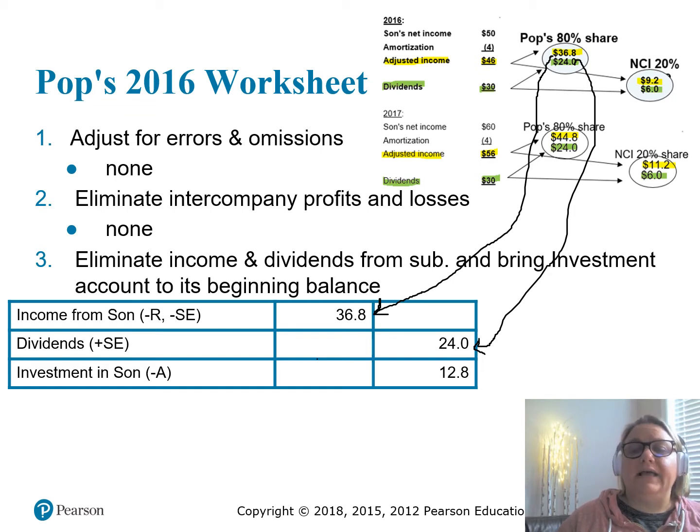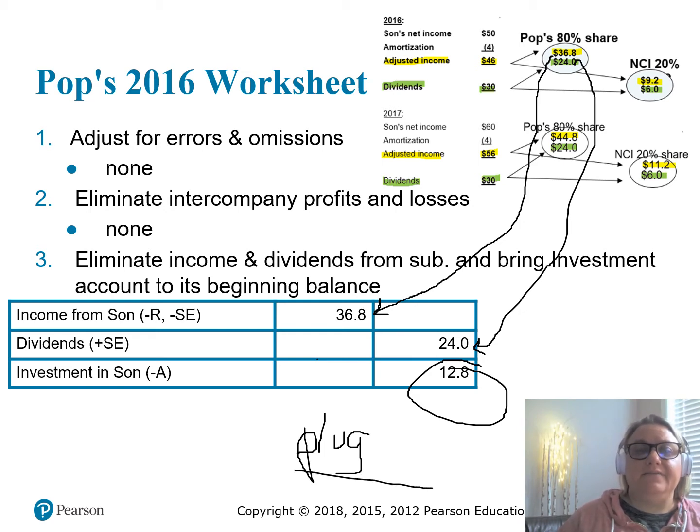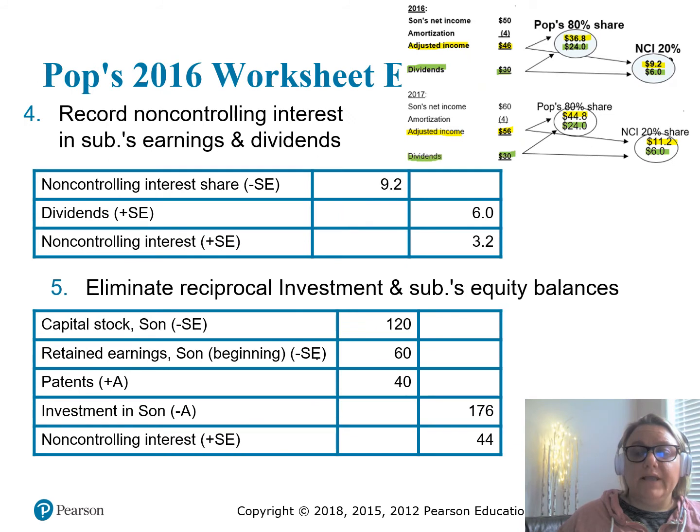Now, someone asked me, where does this 12.8 come from? Plug. This is a plug. P-L-U-G. I've got my dividends and I've got my income, and I just plug my investment in Sun. Okay, so the next thing I need to do is work on the worksheet entries.